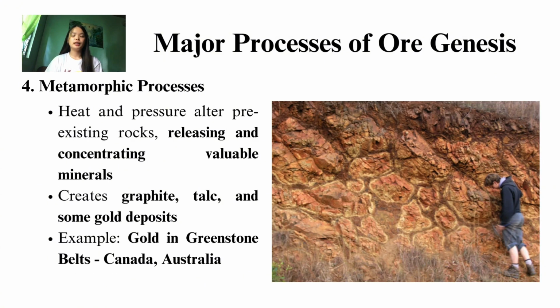Metamorphic processes. Heat and pressure alter pre-existing rocks, releasing and concentrating valuable minerals, leading to the creation of graphite, talc, and some gold deposits. This involves the transformation of existing rocks such as igneous, sedimentary, or even older metamorphic rocks into new metamorphic rocks due to the heat, pressure, and chemically active fluid. Example is gold in greenstone belts in Canada and Australia.